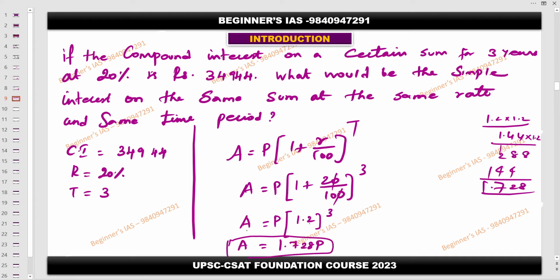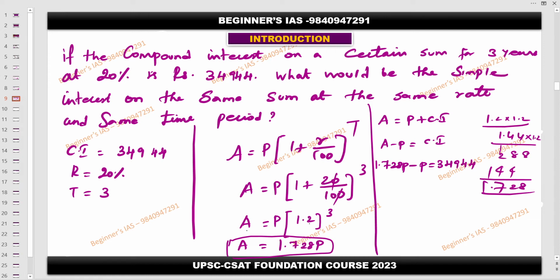What is compound interest? The amount is equal to principal plus CI. So A minus P is equal to CI. A is 1.728P, so 1.728P minus P is equal to CI. Substitute the CI value here: CI is 34944. After simplifying, it becomes 0.728P, which is equal to 34944.